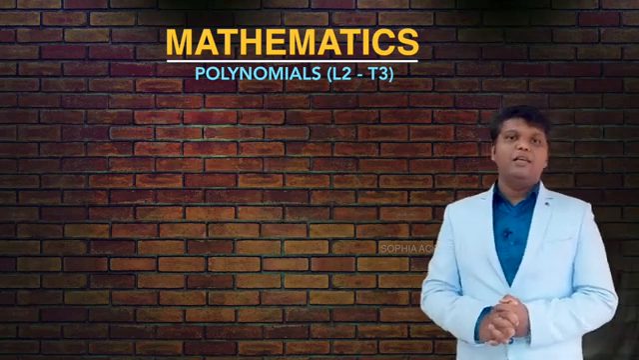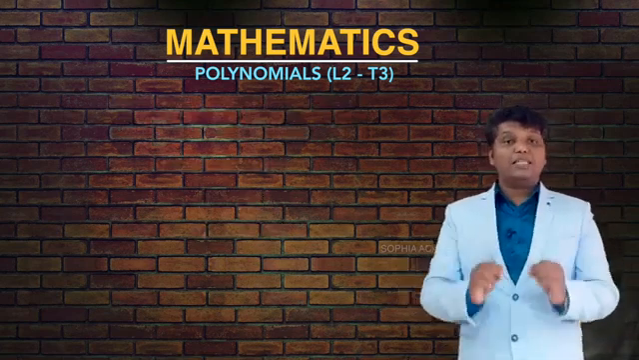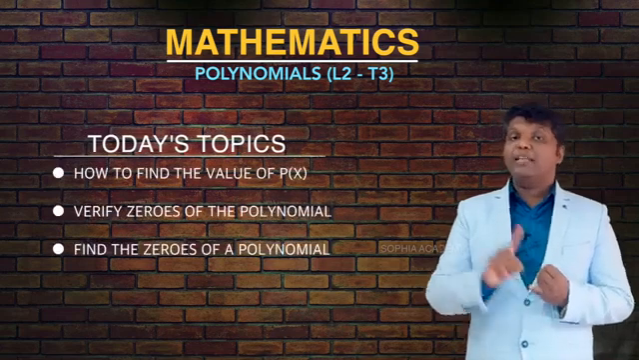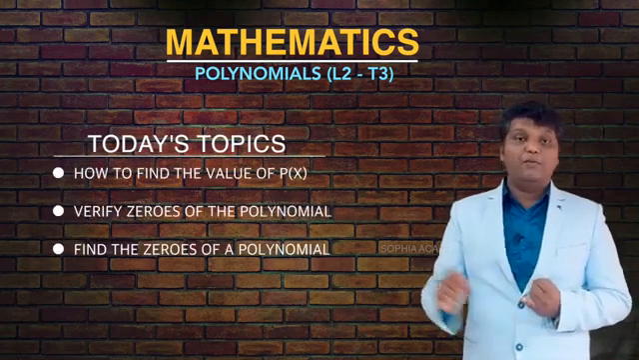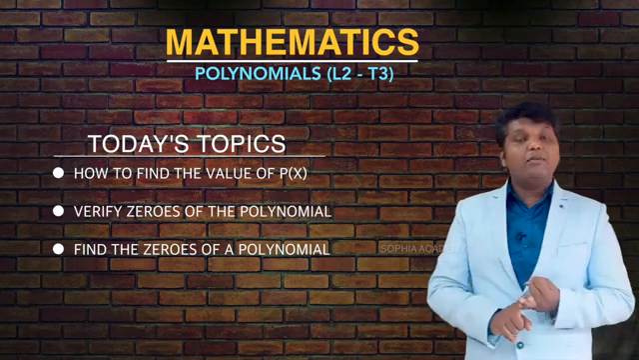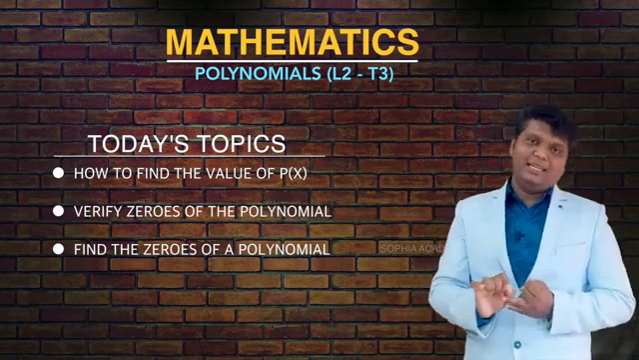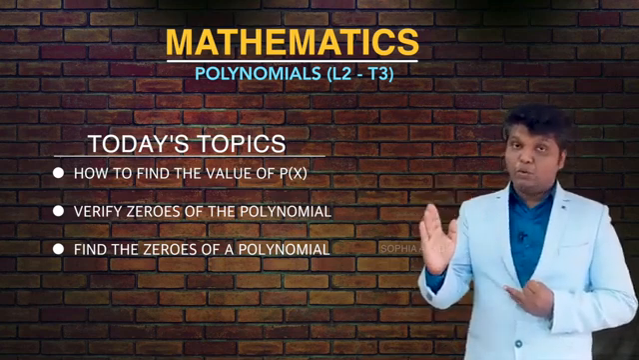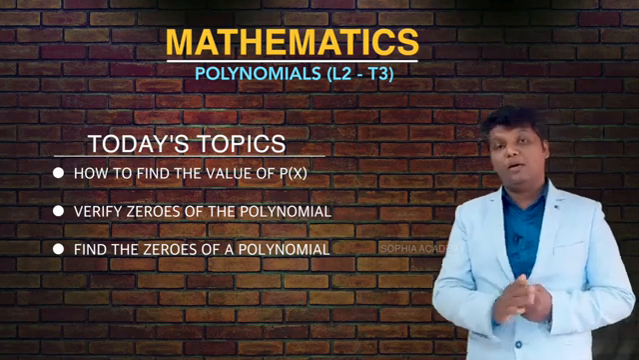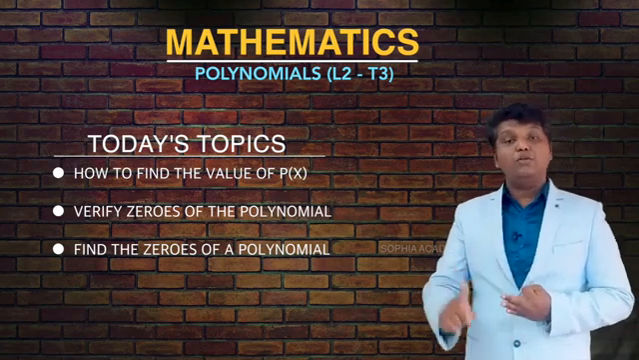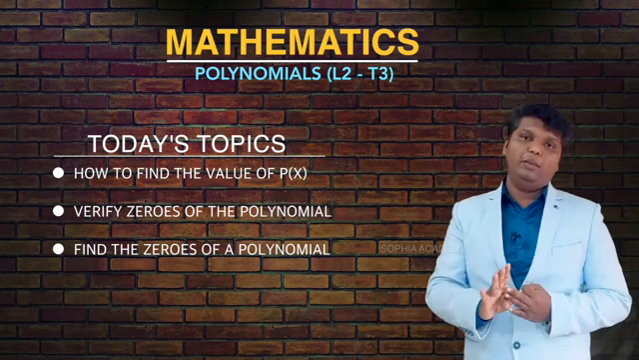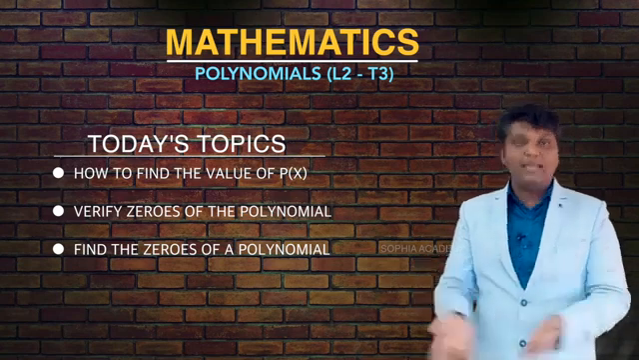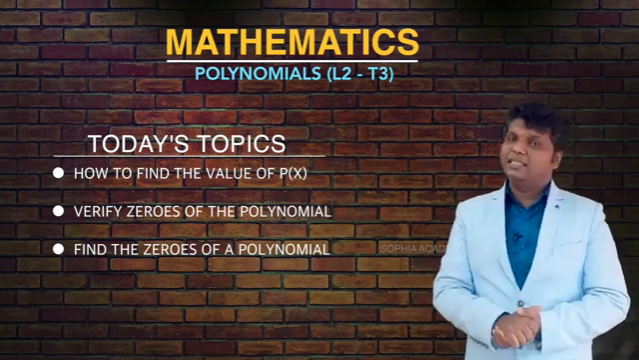It's so easy. So in today's class, we have discussed how to find the value of p of 0, p of 1, p of 2, whatever it is given. Second one, we discussed how to check that a given solution is the 0 of the polynomial or not. Third thing we studied, how to find a 0 of a given polynomial. If the 0 is not given, how to find a 0. These are the 3 things which we discussed today.